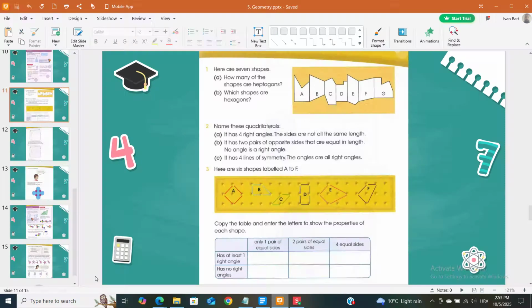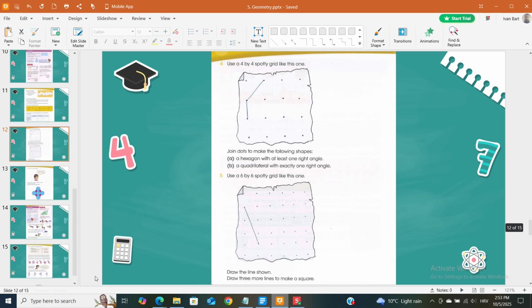Join dots to make the following shapes. (a) A hexagon with at least 1 right angle. (b) A quadrilateral with exactly 1 right angle. 5. Use a 6x6 spotty grid like this one. (a) Draw the line shown. (b) Draw 3 more lines to make a square.